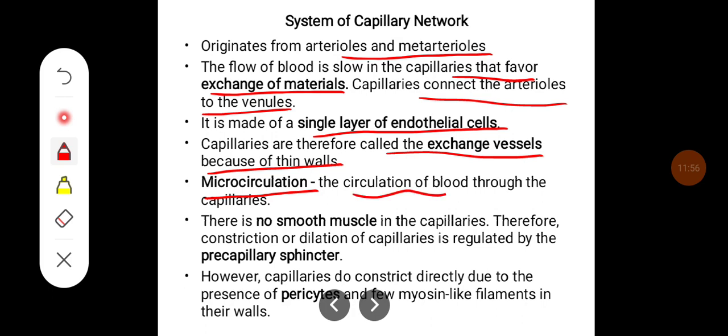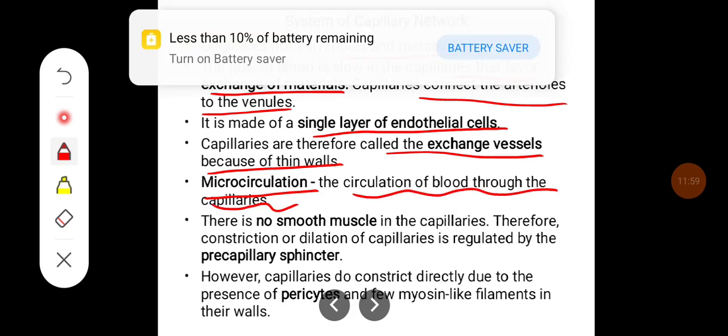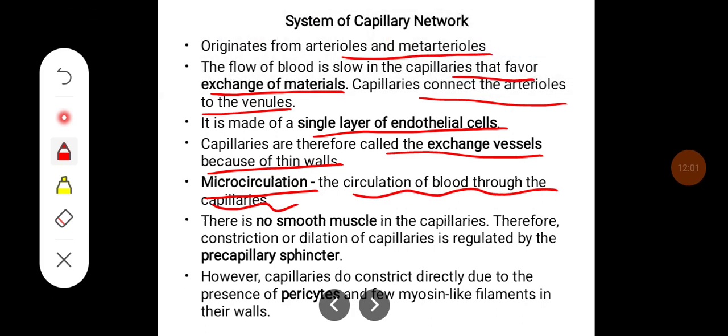Microcirculation is the circulation of blood through the capillaries. There is no smooth muscle in capillaries. Therefore, constriction or dilatation of capillaries is regulated by the precapillary sphincter. However, capillaries do constrict directly due to the presence of pericytes and a few myosin-like filaments in their walls.